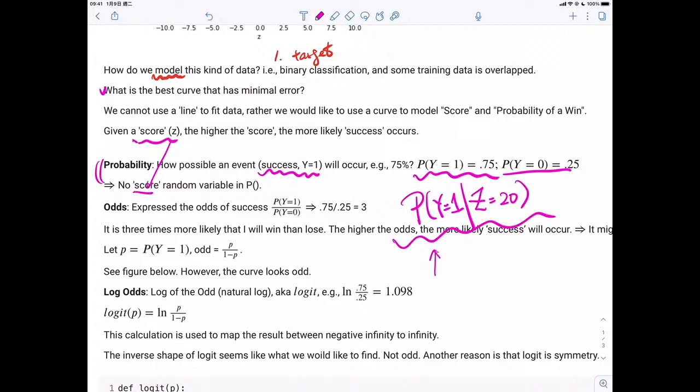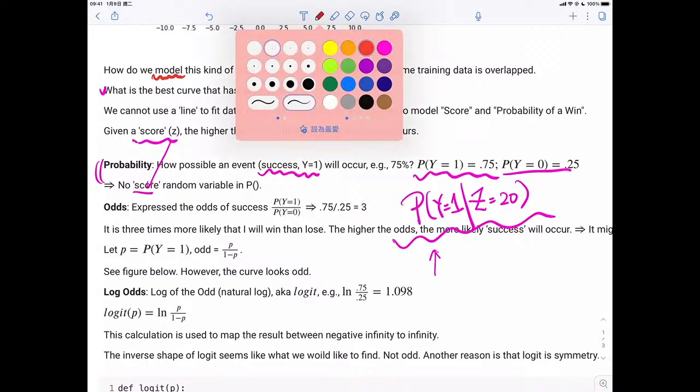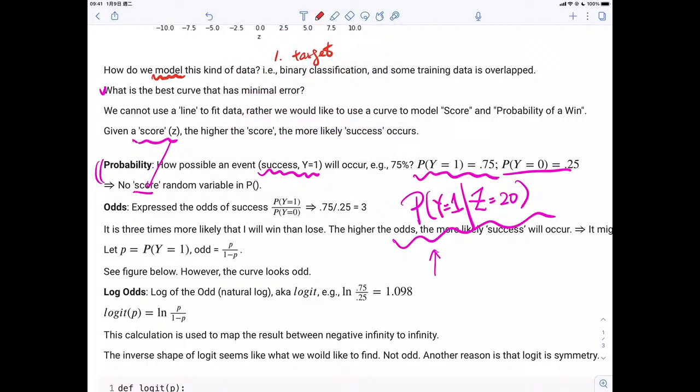That is the equation which fits our data more. Okay, that is, we don't directly use probability. I'd like to introduce another concept, which is called odds.